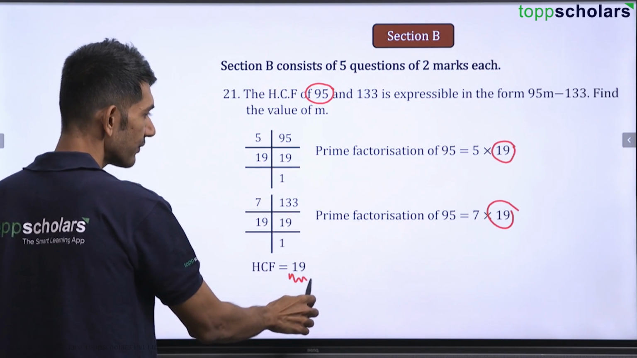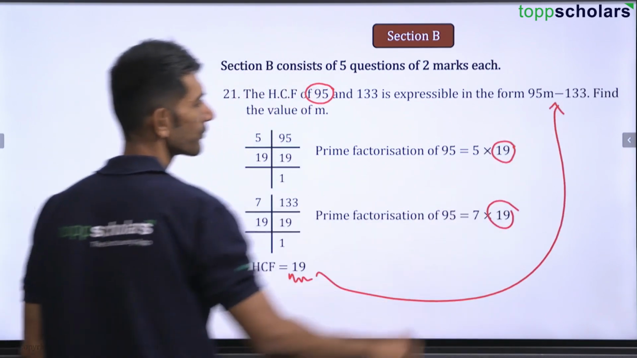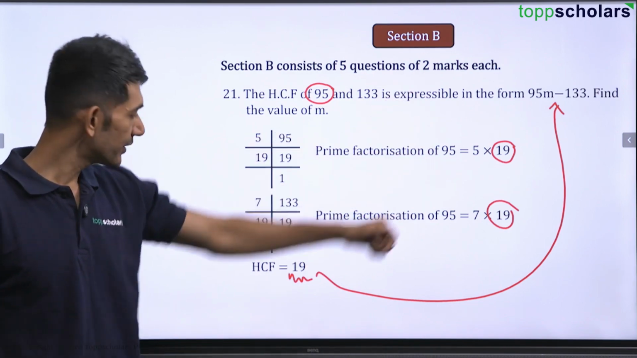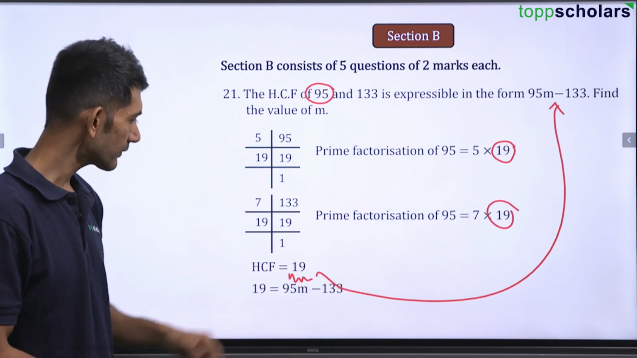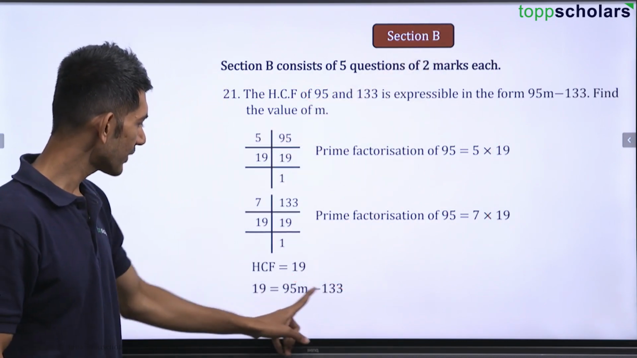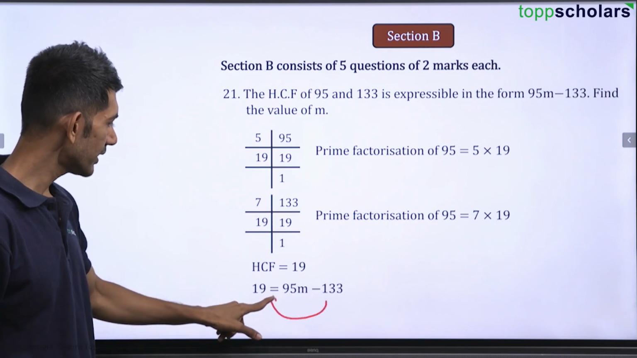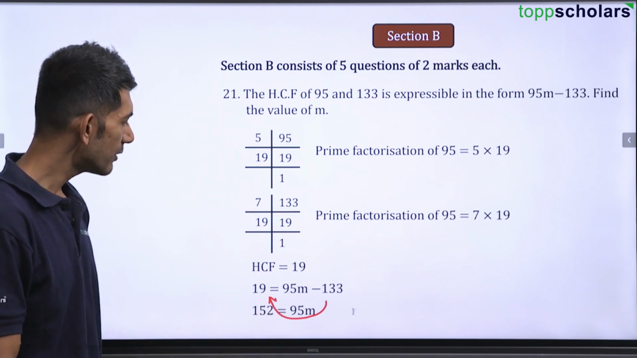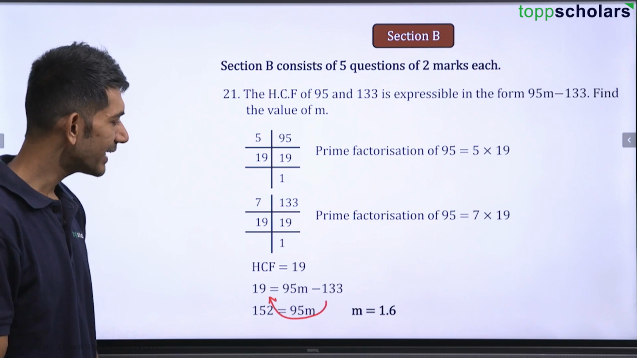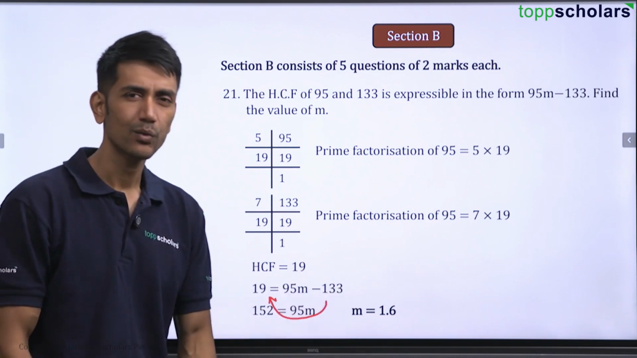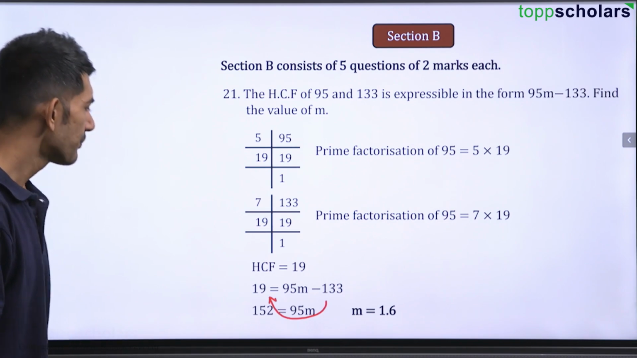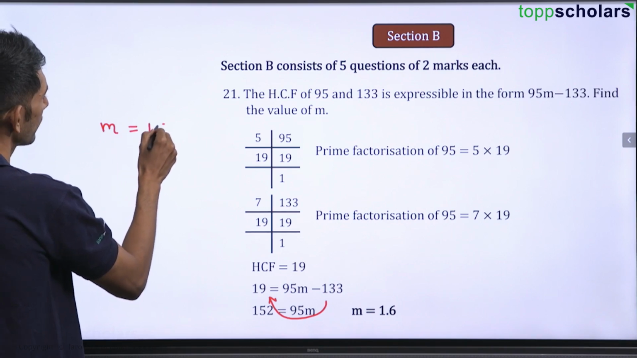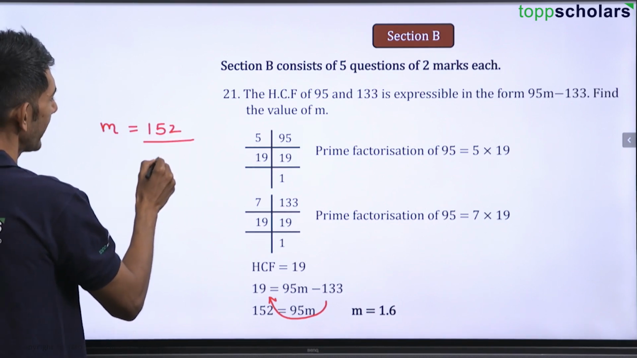But this HCF can be expressed like this. So now can I say 95m minus 133 is equal to 19? See here. So 95m minus 133 is equal to 19. Take minus 133 to the other side. So 95m is equal to 152. So m will be equal to 152 divided by 95. And if you solve this further, you are going to get 1.6. Even if you don't want to solve it and keep it in decimal, what you can do is you can keep the answer in the fraction, that is 152 by 95.